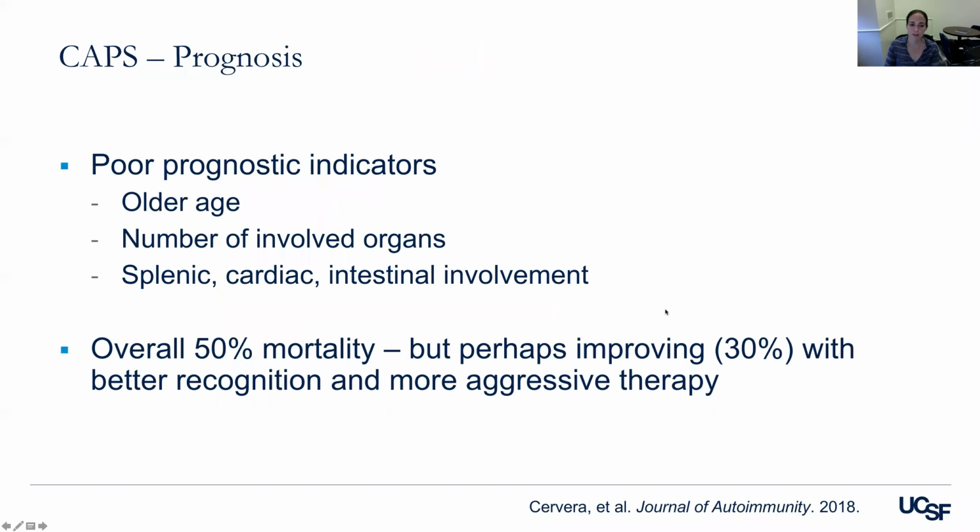The prognosis of this condition is poor. In earlier series, the mortality approached 50%. This may be improving, but it is still high, on the order of 30%, as we are more aware of this condition and treat these patients more aggressively. There are features that are known to be poor prognostic indicators. So older age at diagnosis, more involved organs, and then specifically if patients have splenic, cardiac, or intestinal involvement, they're at higher risk for mortality from CAPS.